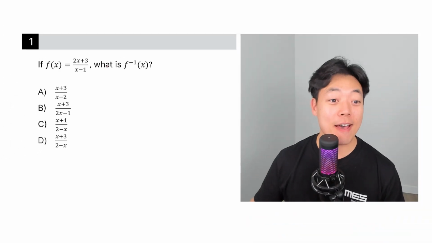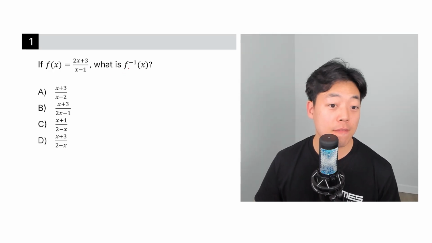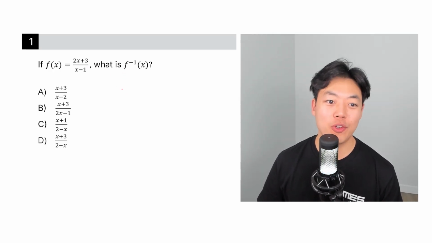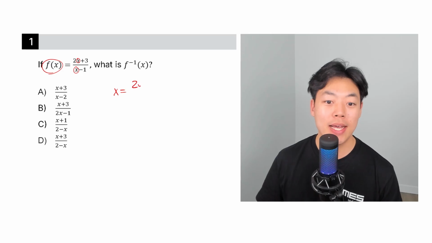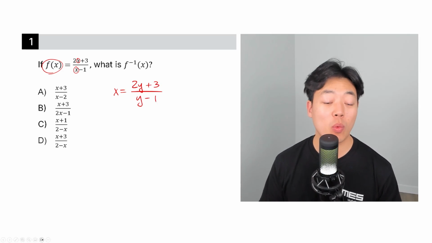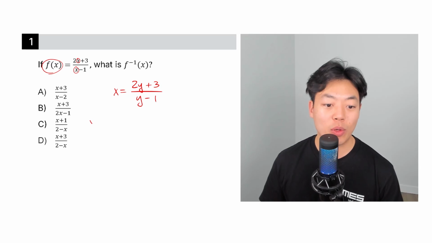Number one, if f of x is equal to this function, what is the inverse of f of x? A little trick here we can use is change f of x to x and swap these x's for a y. So we have 2y plus 3 all over y minus 1. Now we want to isolate the y variable. We're going to multiply both sides by y minus 1 in order to do so. We'll have x times y minus 1 is equal to 2y plus 3.